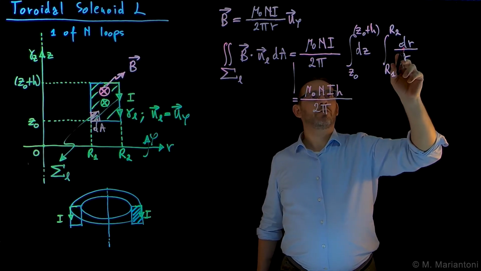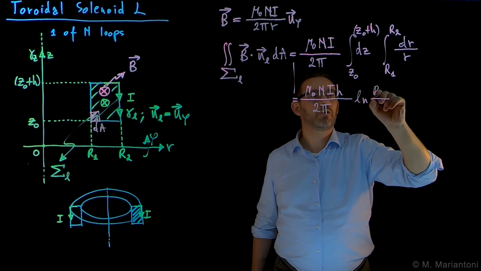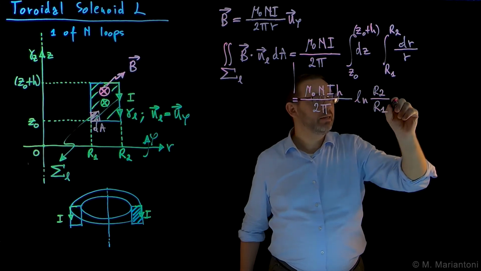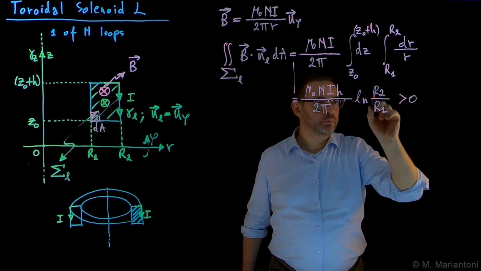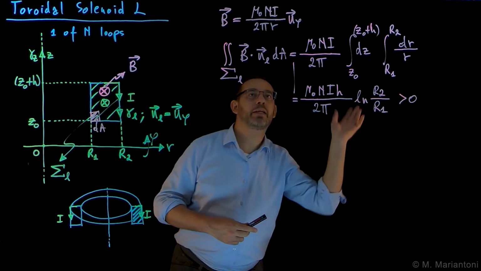And eventually we are left over with this integral, which is the natural logarithm of R2 minus the natural logarithm of R1, so it's the logarithm of the ratio of R2 and R1, which is clearly a quantity larger than 0, because R2 is larger than R1, as we can see from here, and this is a logarithm, which is monotonic increasing.